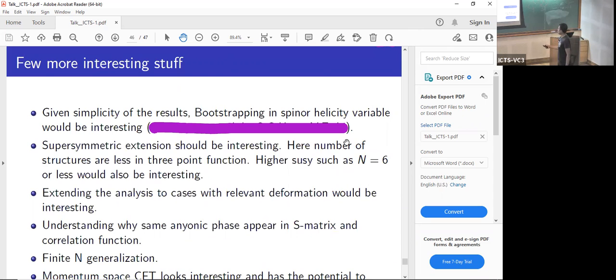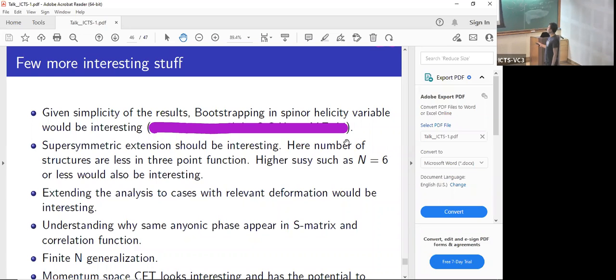There are maybe other directions, like bootstrapping in the helicity variable, or looking at the momentum space 4-point function and the homogeneous, non-homogeneous distinction, which will be very interesting. This is something that right now looks a bit complicated. We are trying to understand it in a simple one-dimensional setup, and later on we'll go to the higher-dimensional setup. Then there are the supersymmetric extension and the relation to ABJM theory.